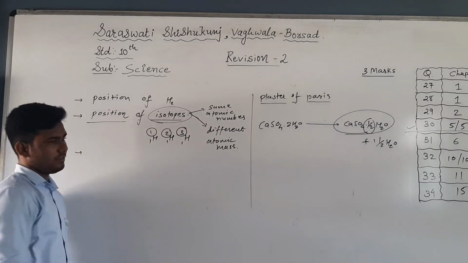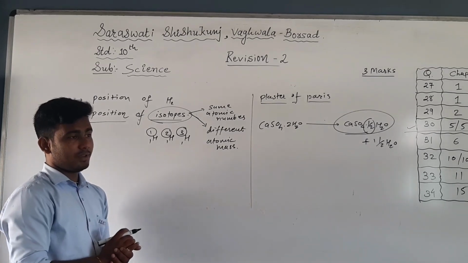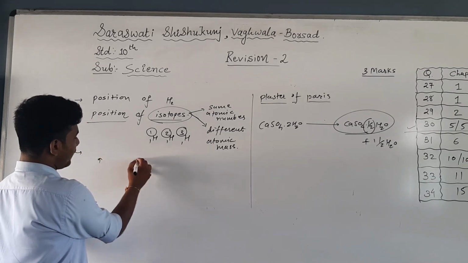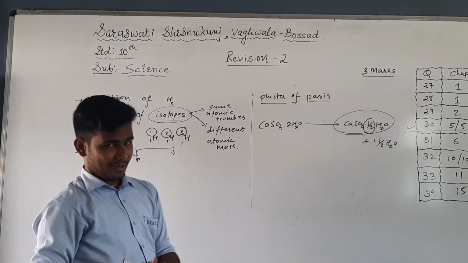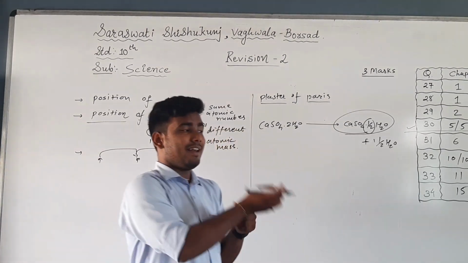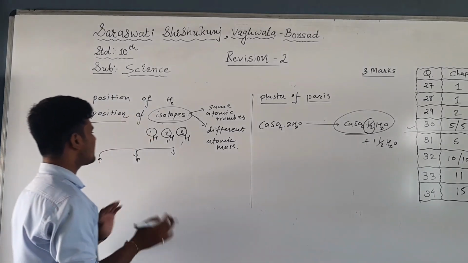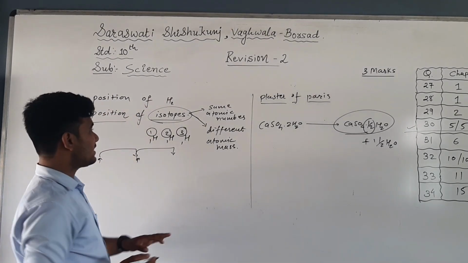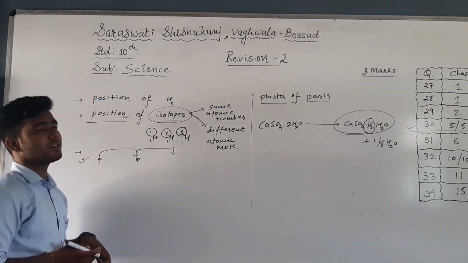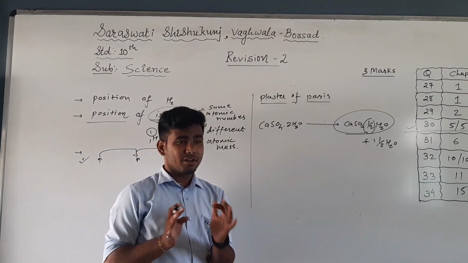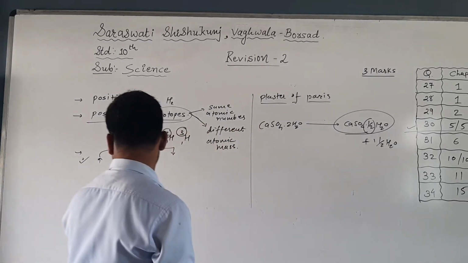And the third limitation was the irregularity. Between one element and another element, the difference of atomic masses was not the same every time. It was changing, and sometimes an element with less atomic mass was kept after one with more. All these dissimilarities in atomic masses were the limitations of Mendeleev's periodic table. So the question can also be asked as: what were the limitations of Mendeleev's periodic table? Okay, so this way it can be asked.